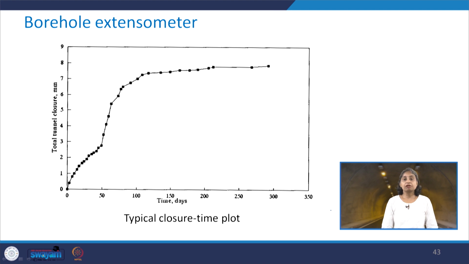This is the typical closure time plot. You can see that after maybe more than, let us say, 210 or so days, it becomes constant and there is no more tunnel closure, which is plotted on the y-axis, and time is plotted on the x-axis in days. In the beginning, you see the total tunnel deformation was increasing, and then with time the rate of increase becomes less, and here it becomes almost constant.